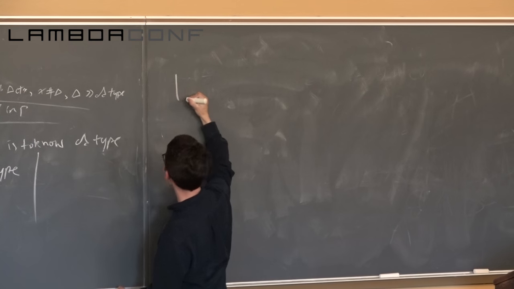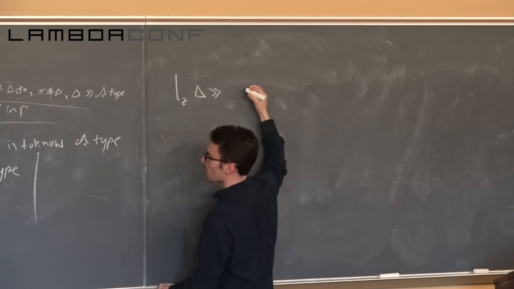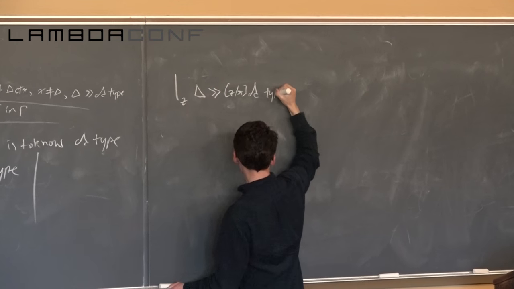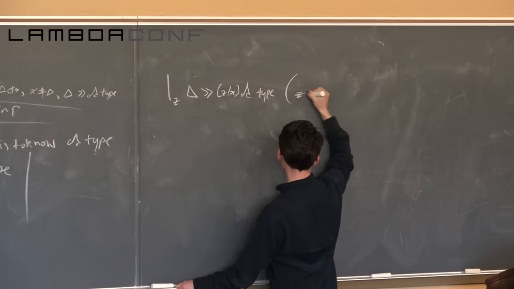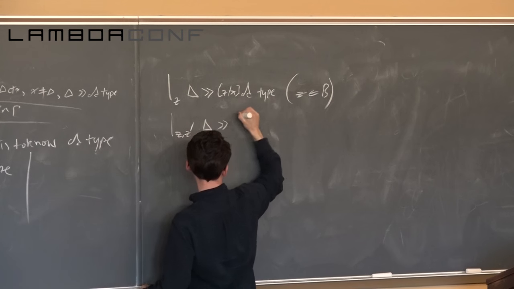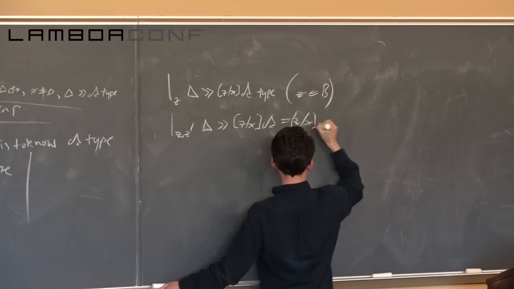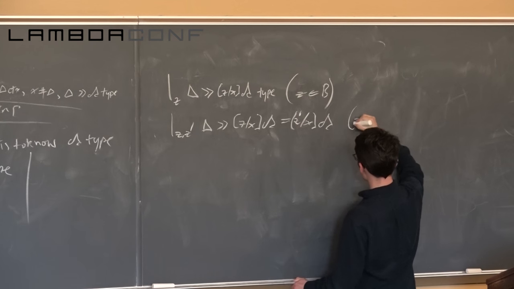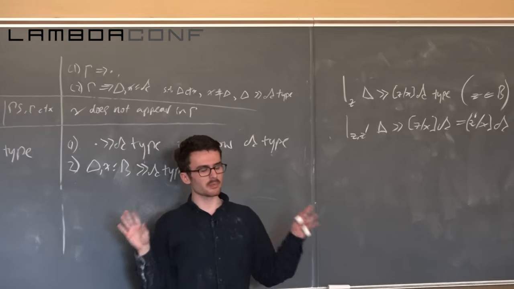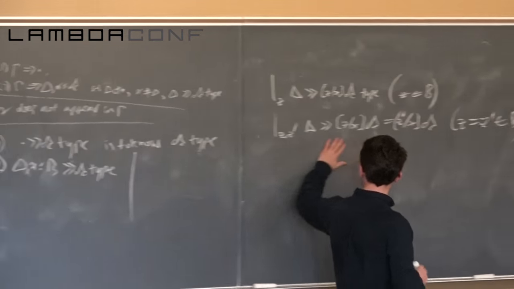So for any z, delta entails z substituted in for x in A is a type under the assumption that z is in B. And then for any z and z prime, delta entails that z for x in A is equal to z prime for x in A, assuming that z equals z prime in B. So these are the premises that we gave by hand before for the definition of the pi type. And now we bake them into the meaning of the sequent judgment.